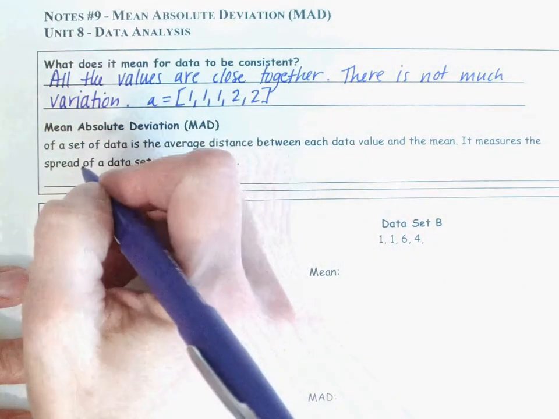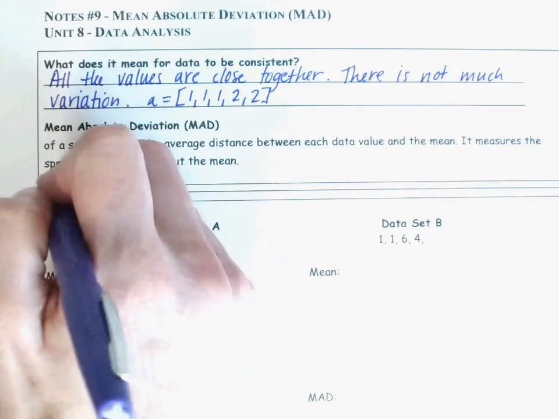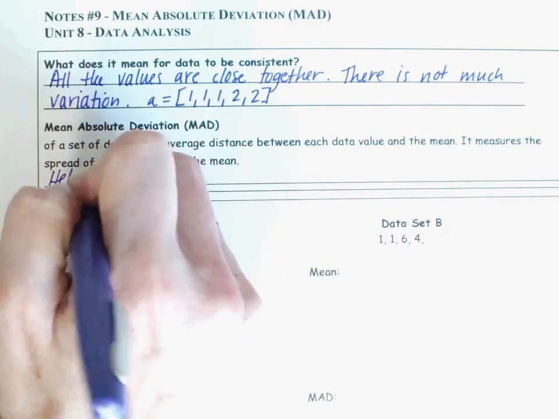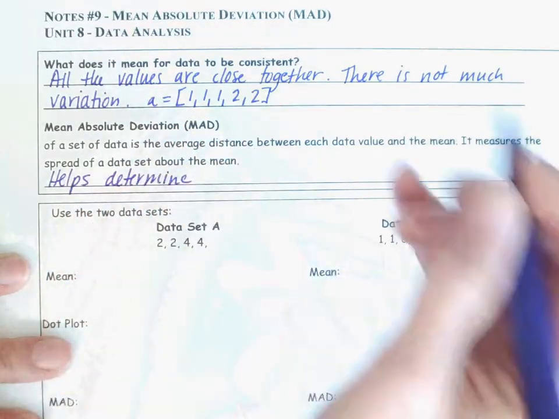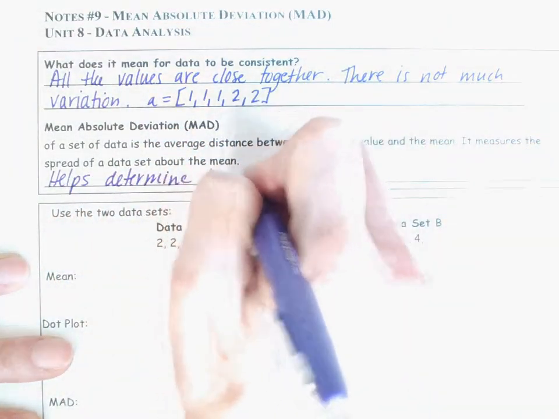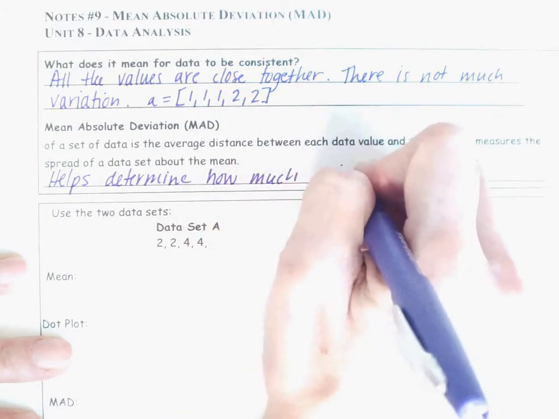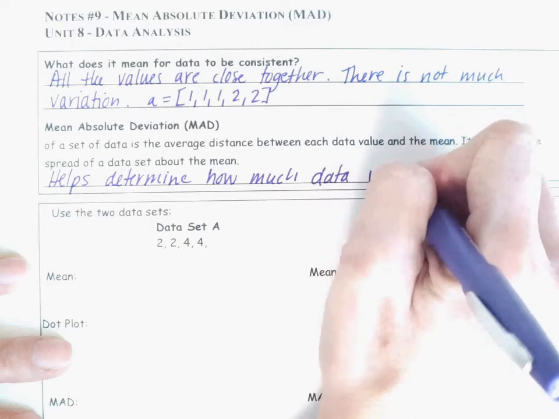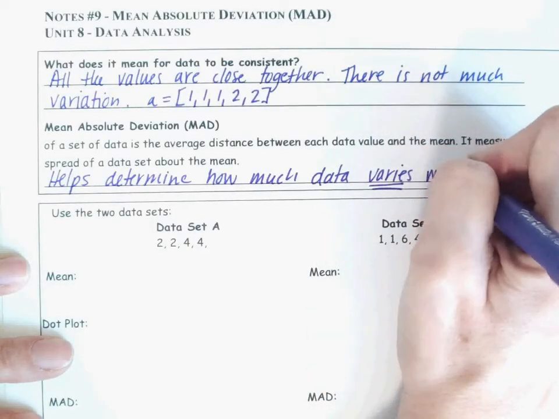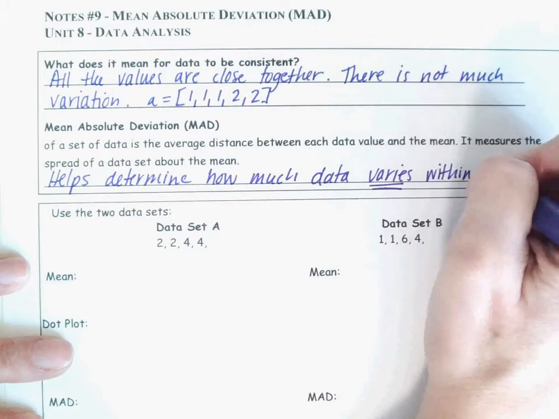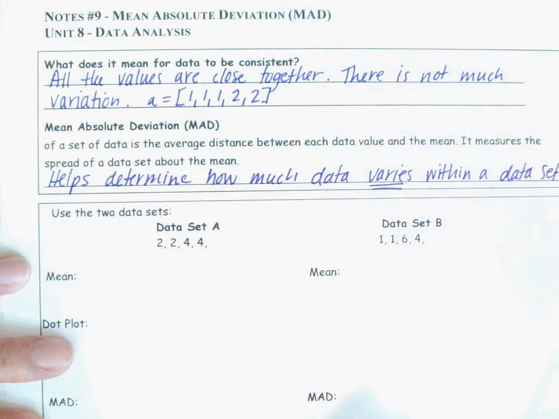So again, in simpler terms, this MAD, this mean absolute deviation, it helps determine how much data varies within a data set. Okay.